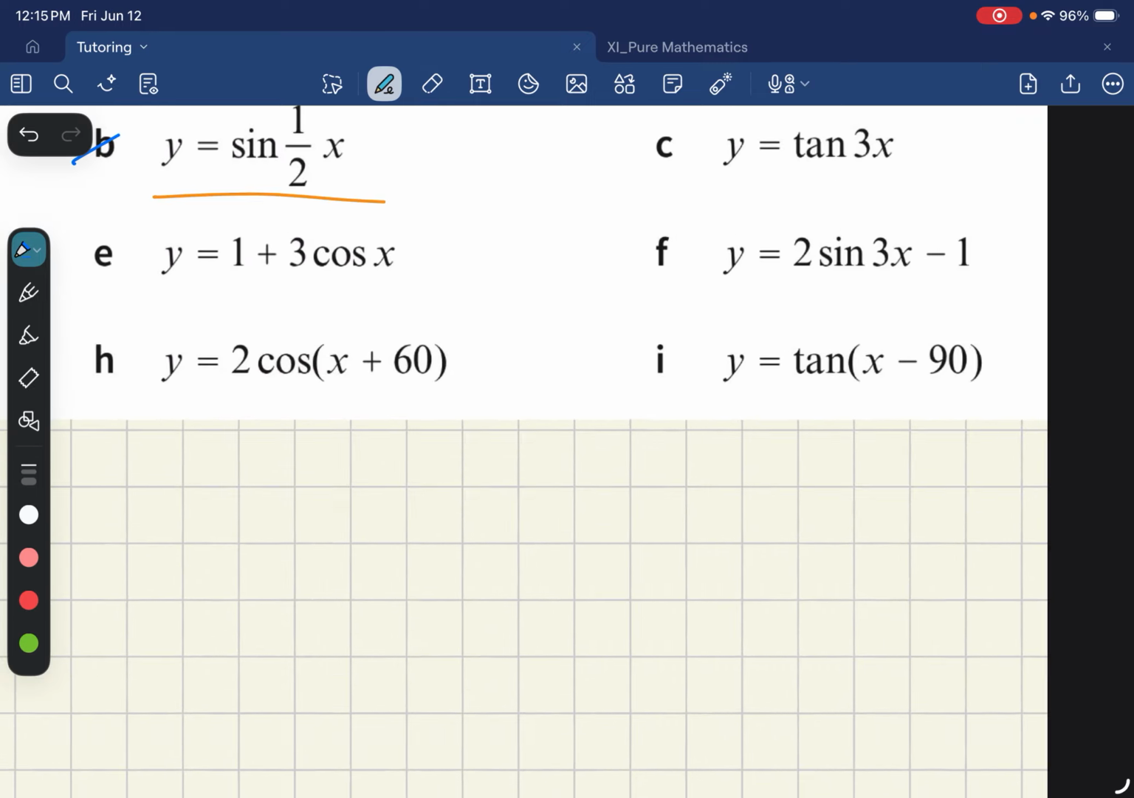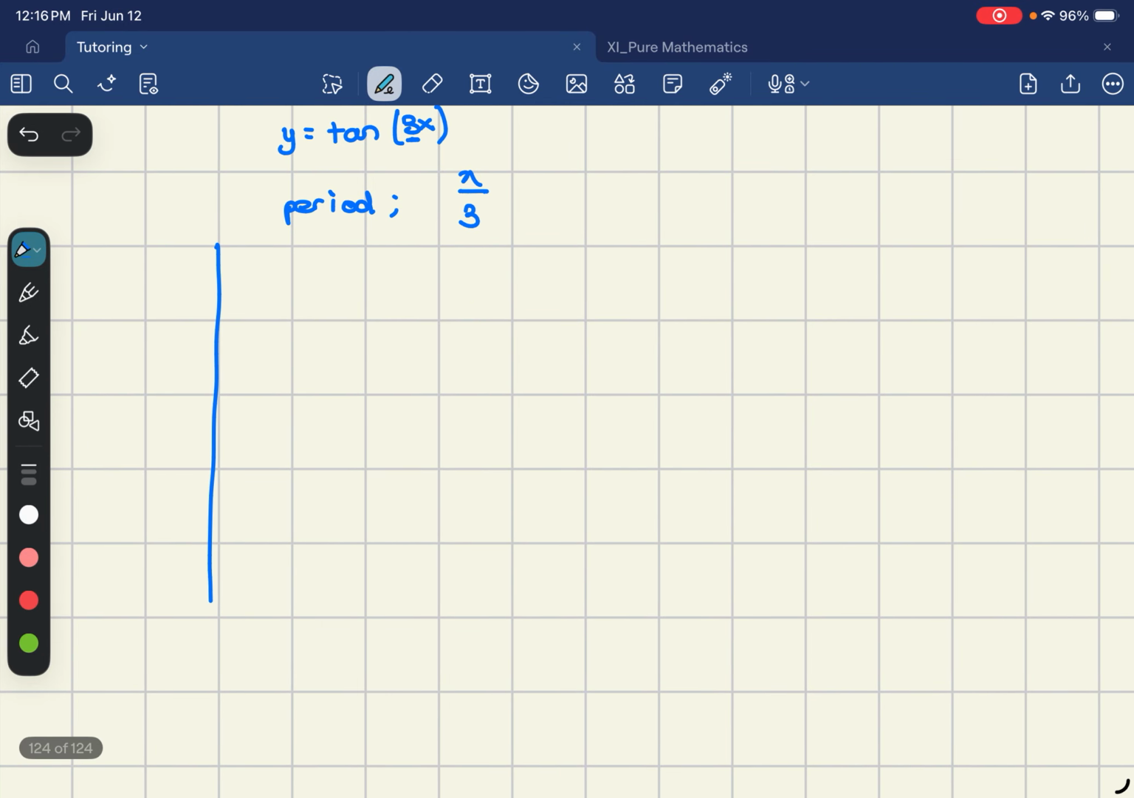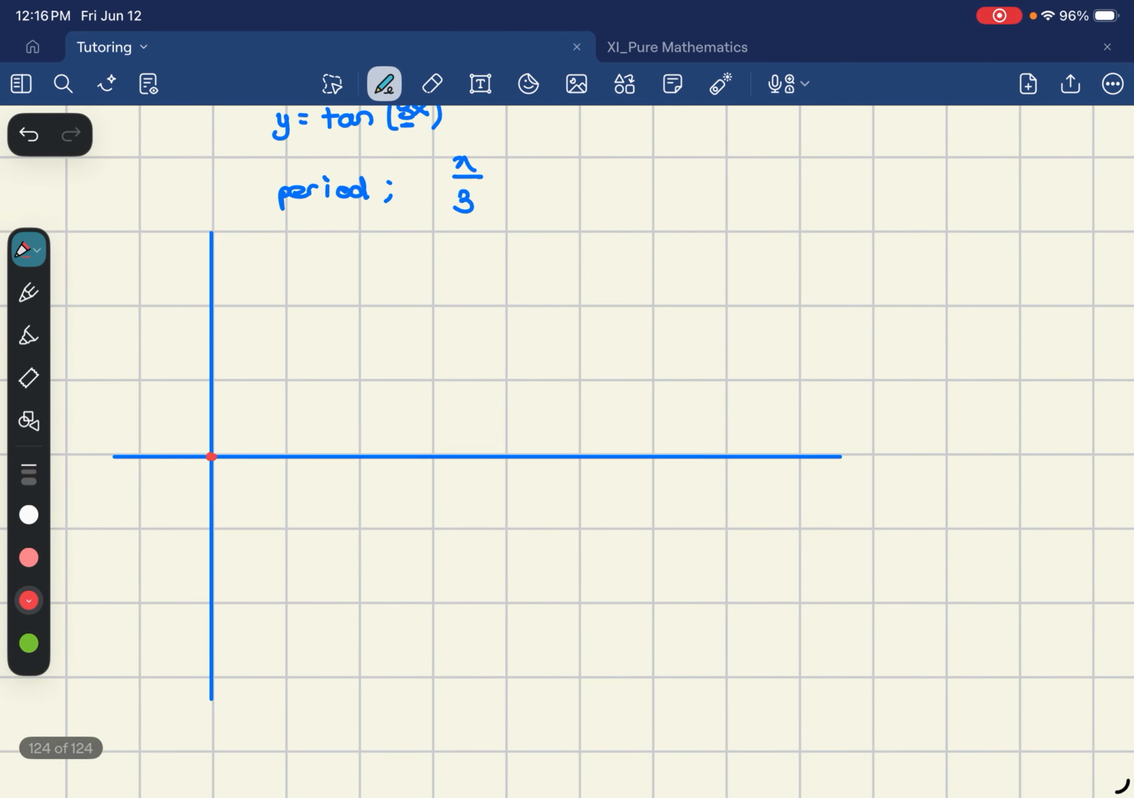How do you do C? So you have y is equal to tan 3x. So nothing changes except the period. What is the period? Well, my new period is going to be pi divided by 3, right? Pi divided by this value, so pi over 3. So now let's draw my tan curve. Tan 0 is always going to be 0, right? Tan 0 is 0. All right, that doesn't make a difference.